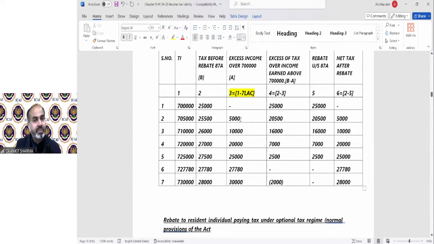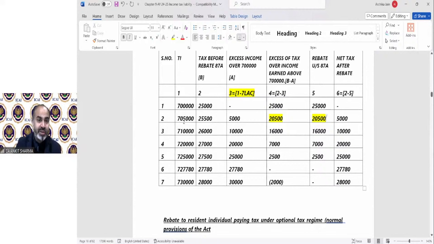Now step 4 says, point number 2 minus point number 3. Point 2 was 25,500. You have to deduct point number 3, that is 5,000. So this can be claimed as rebate. So even if income is more than 7 lakh, even then we can claim rebate. This will become my rebate in point number 5. So what will be the tax? That means total tax minus rebate, that will be my tax liability.